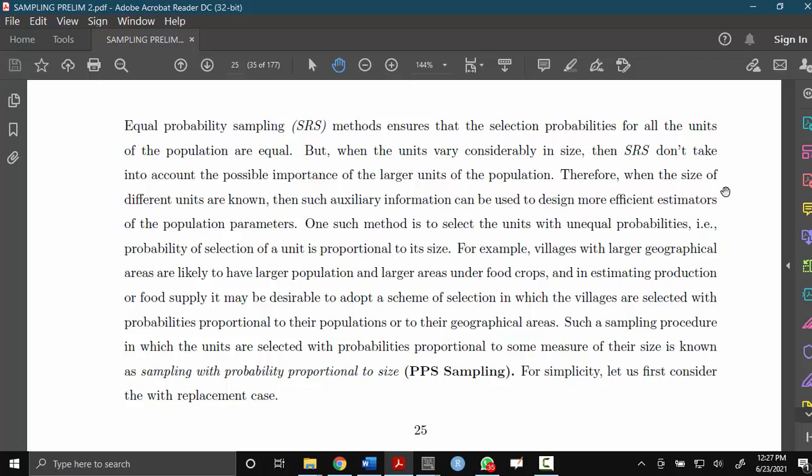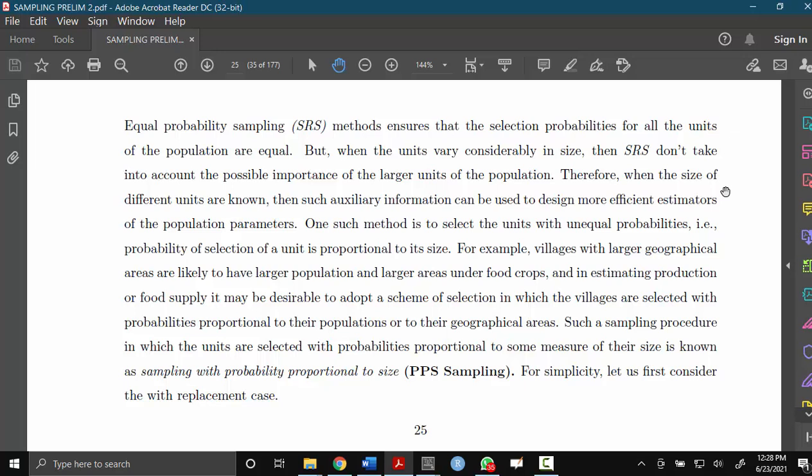So for example, in an agricultural survey, we are estimating the yield of a certain crop in different villages of a district. So the size measure here is the area under the crop in different villages. So this area under the crop here is the auxiliary information which is used for the selection of different units into the sample.